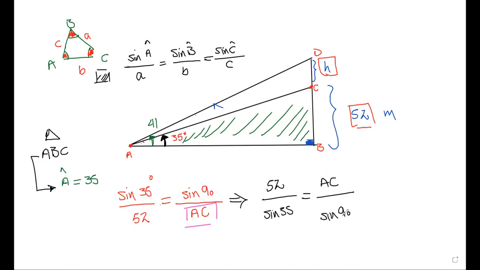Am I right? Yes. Still, we do not have that AC value. In order to isolate AC, there is something which is very bothering us, a lot. Look at the sine 90. How much is sine 90? 1. And it vanishes.